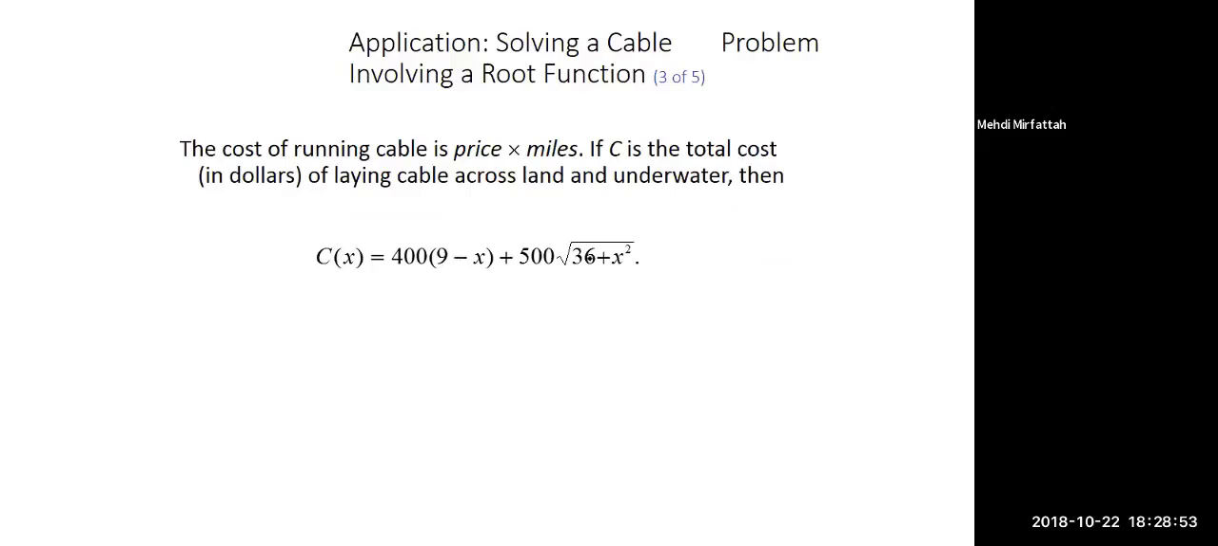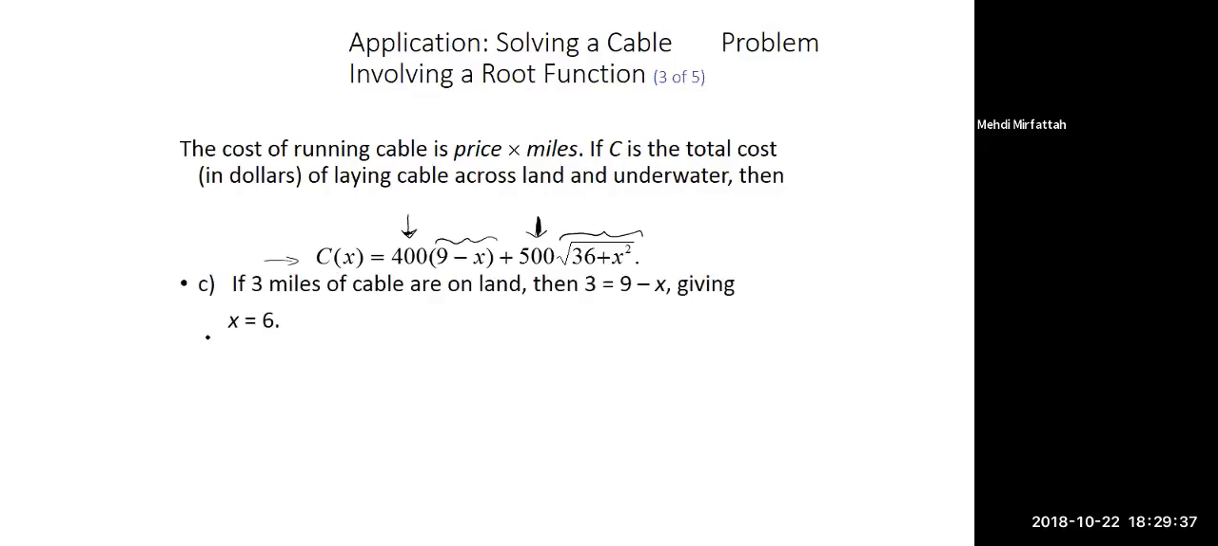So I'm going to write my formula for the cost it takes to run these cables. It would be 400, that was $400 per mile, used on the ground. With that, we figured 9 minus X is the distance on ground, plus $500 would be the cost to run the cable under the water. We already figured that distance in terms of X by using the Pythagorean theorem. So this would be my cost equation.